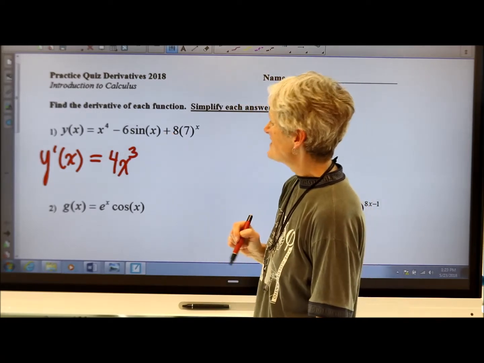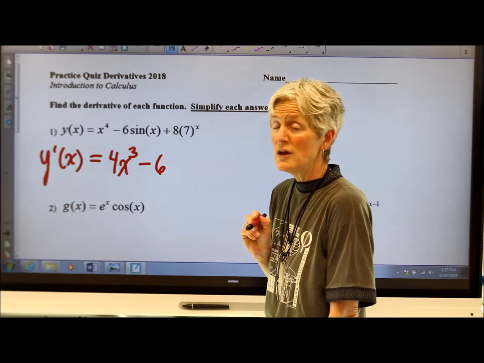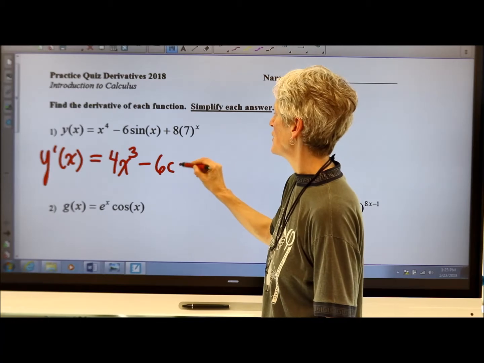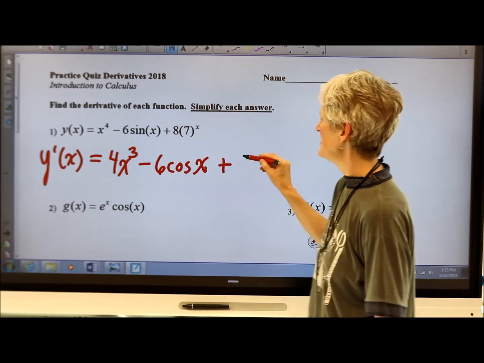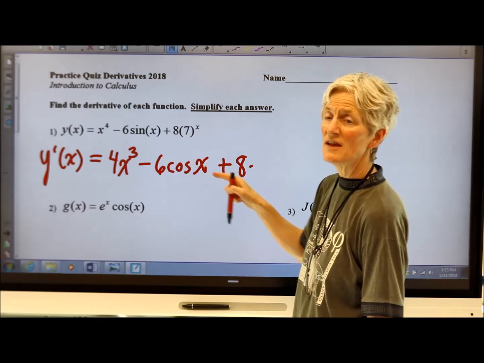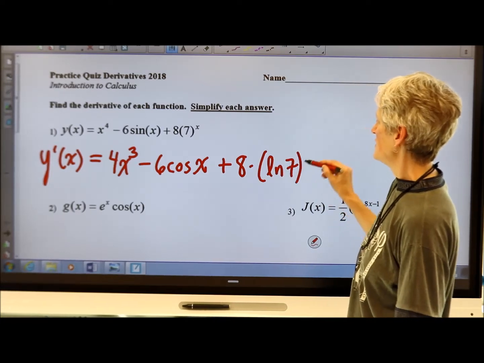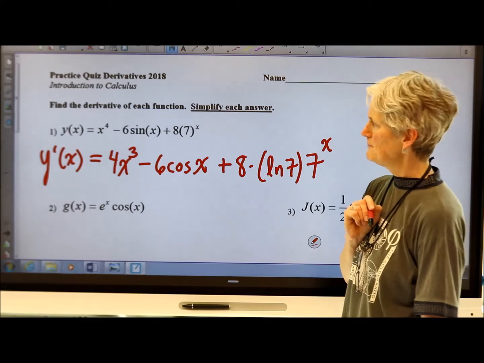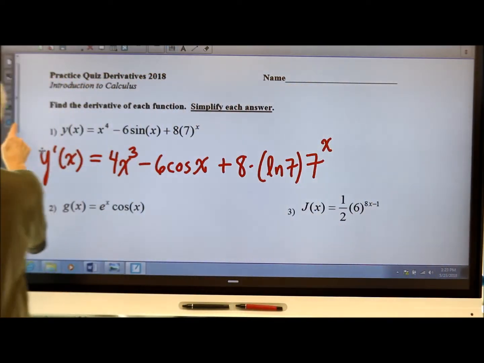Derivative of 6 times the sine of x, that coefficient hangs out and is just multiplied times the derivative of sine of x, which is cosine of x, plus, here we have another coefficient, that 8 hangs out and is multiplied by the derivative of 7 to the x, which is, of course, the natural log of the base times the exponential piece as it was. All right? There you go. Let's try number 2, shall we?